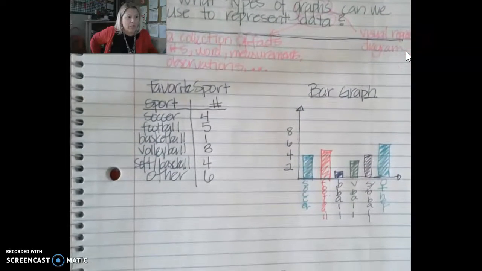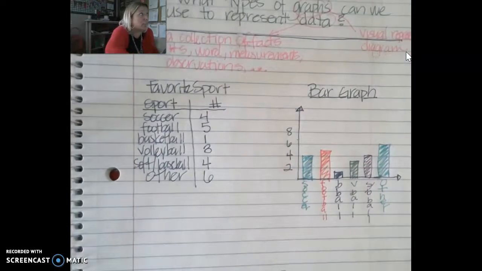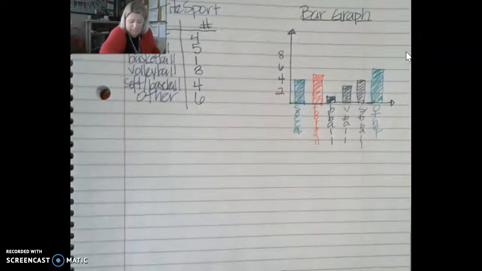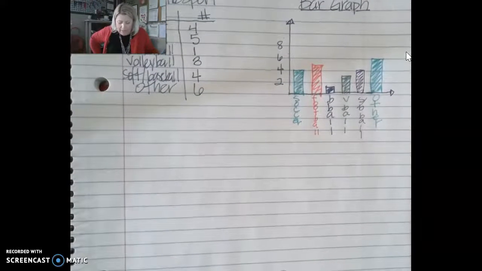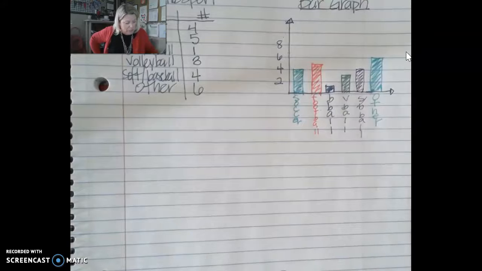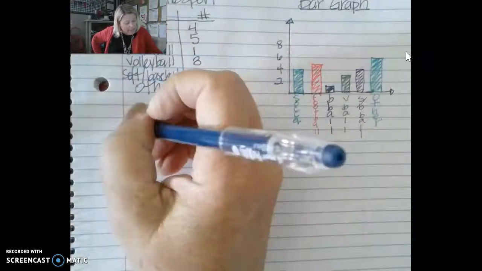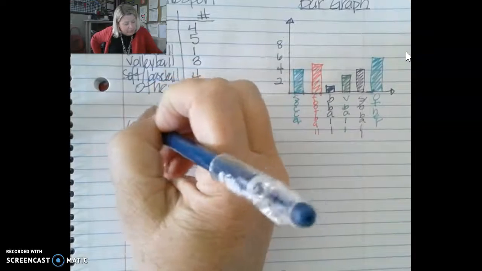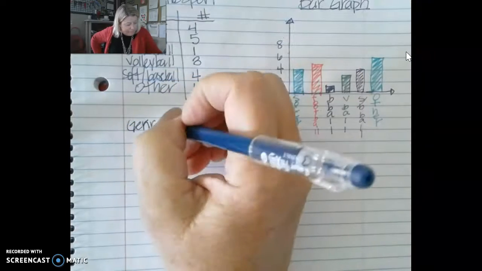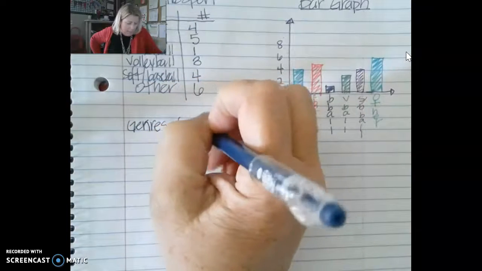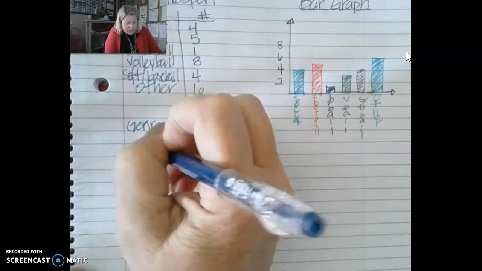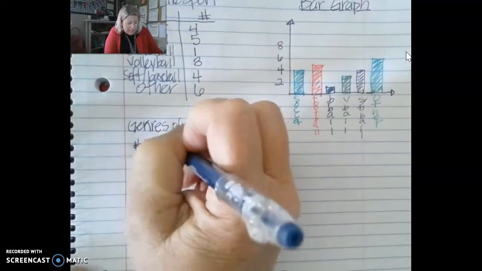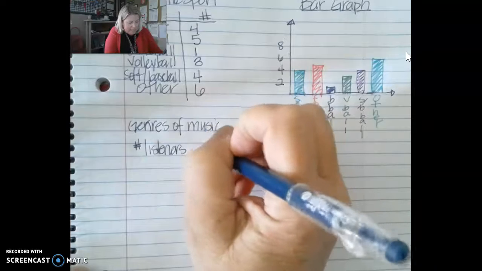Now we're going to talk a little bit about another type of graph, which is a histogram. So if I wanted to talk about, let's do genres of music. So let's say I asked you about the types of music you like. The word is genre. I'm going to make another frequency chart. So number of listeners. And then this side's going to be number of genres.